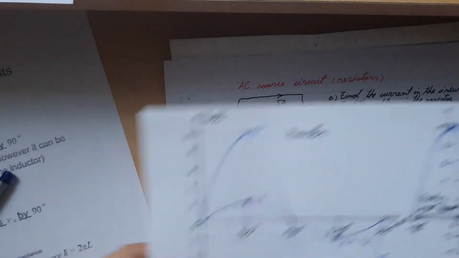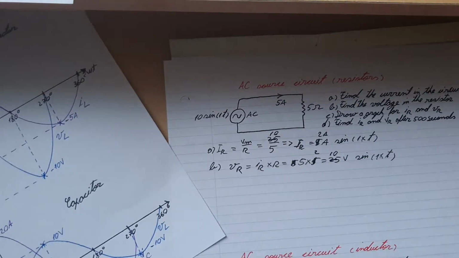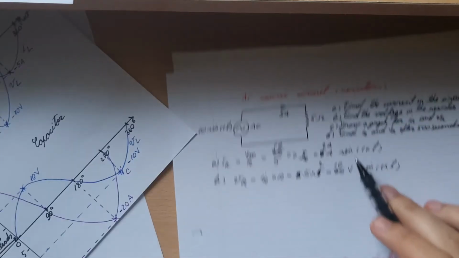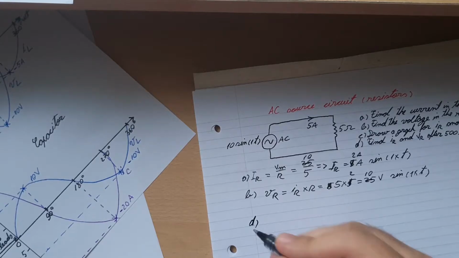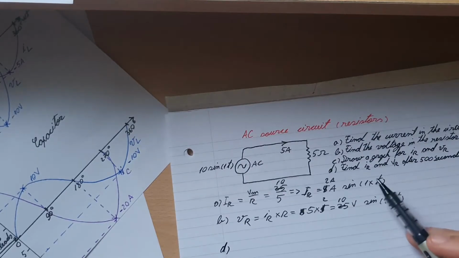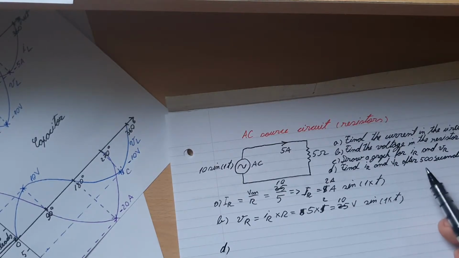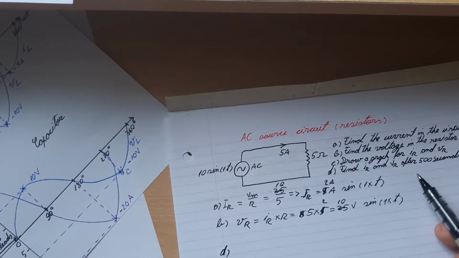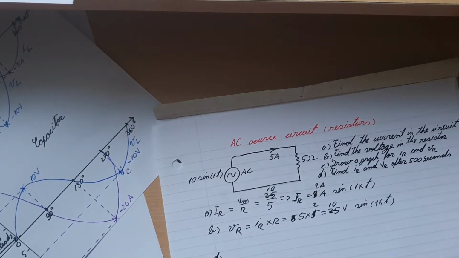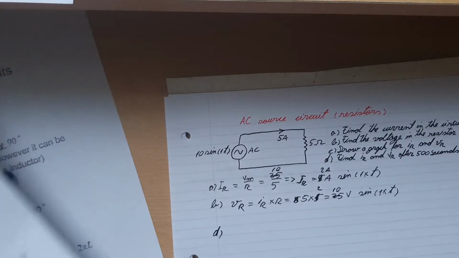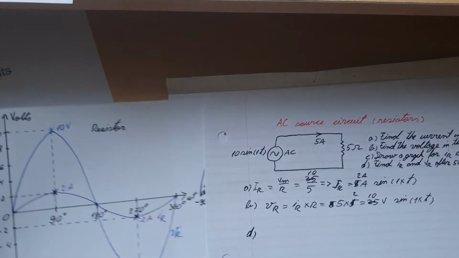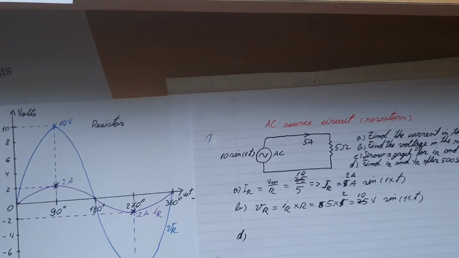Now that you saw it, let's go to the next part of this exercise, which is D. It simply asks us to find IR and VR after 500 seconds. And you may wonder, why 500 seconds? Usually we work with milliseconds, but this time... oh wait, actually you can see the other side, can you? There you go, that's nice. Anyway, you may wonder, why 500 seconds?